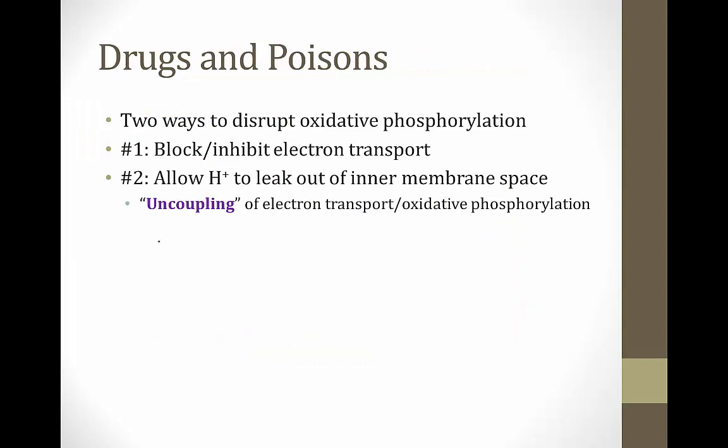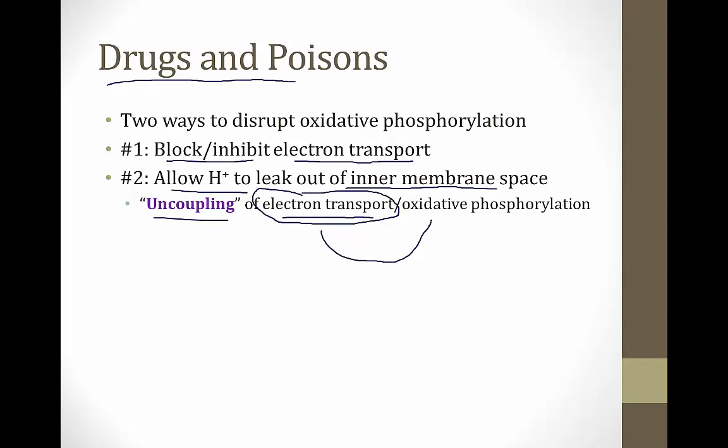For the remainder of this module, I'll talk about drugs and poisons of oxidative phosphorylation. In general, there are two ways to disrupt oxidative phosphorylation. The first way is to block or inhibit the electron transport chain. If you interrupt the passage of electrons from one complex to another, you will disrupt oxidative phosphorylation. The other way to do it is to allow those hydrogen ions to leak out of the inner membrane space. This is called uncoupling of electron transport, because electron transport still occurs, but it is no longer coupled or linked to oxidative phosphorylation because all those hydrogen ions have leaked out of the inner membrane space and cannot be used by ATP synthase to generate ATP.